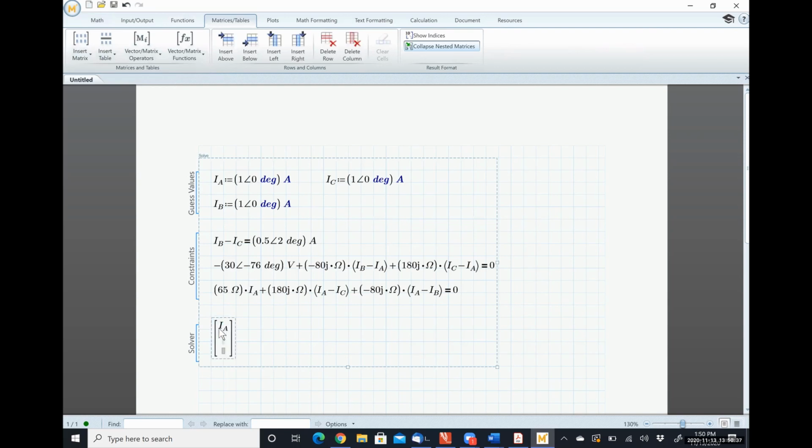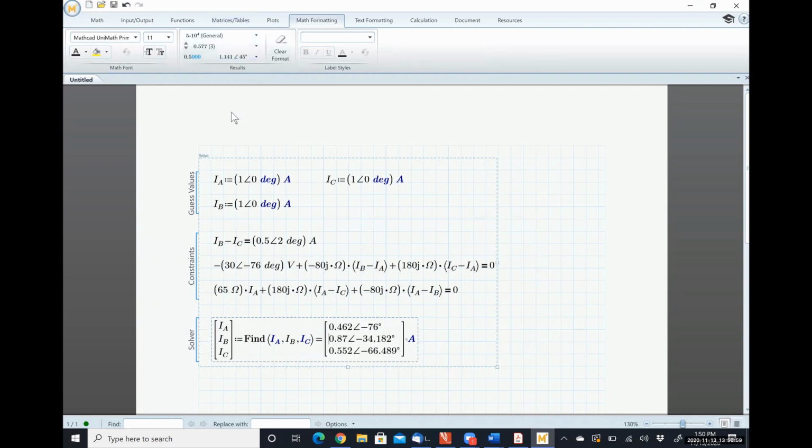IA, IB, IC, and IA, IB, and IC. We probably want our answer in polar form, or I want my answer in polar form, let's put it that way. And just for the sake of argument, let's put it in milliamps. All right.